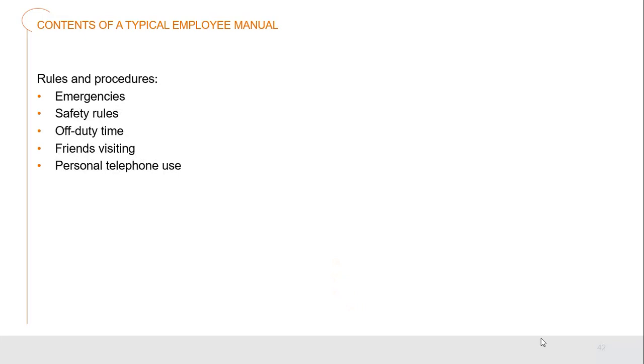The rules and procedures should also go into emergencies and what your role is in those emergencies. What the safety rules are for your particular area of work, and if you happen to go into any of the other areas too. Your off-duty time as well, and then having any friends visit, what are the rules and procedures on that? And also personal phone use, whether that's permitted or not.